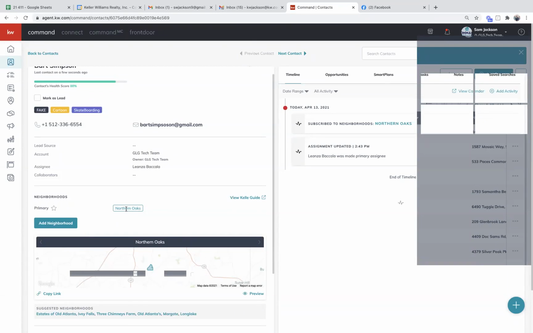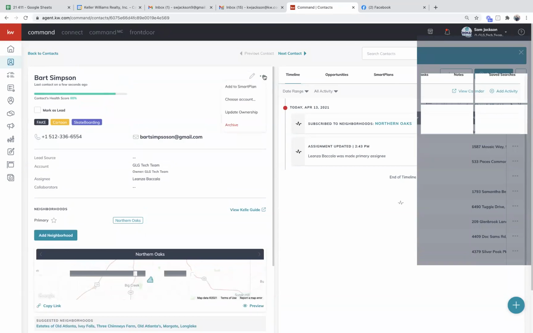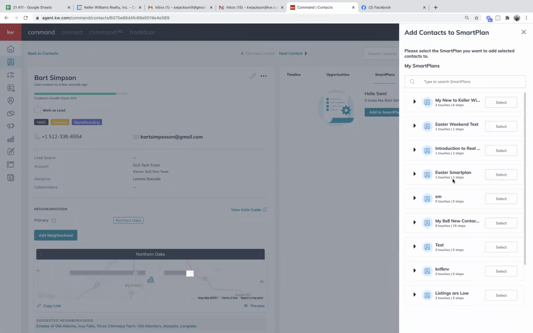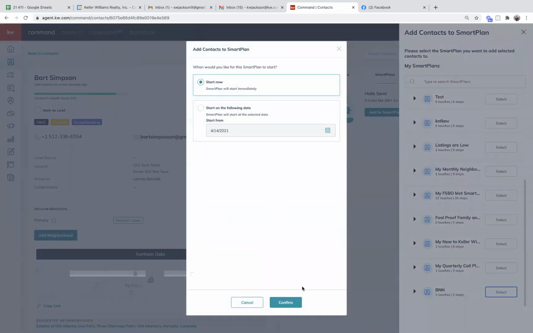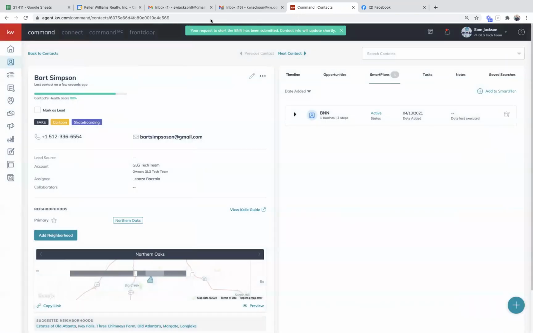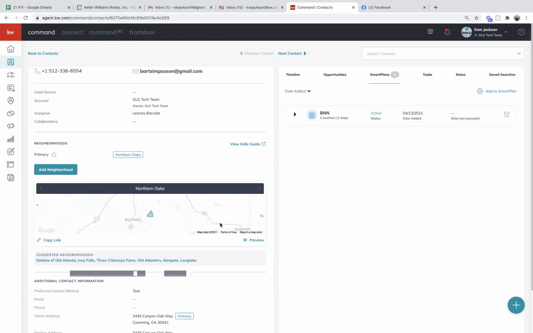And now with that information, I am able to send this person a smart plan, those 26 biweekly emails that we need to send. I could quickly add this person to a smart plan. I may have done this already. Where's she at? My biweekly neighborhood nurture. I can hit select. And now this person will receive an email from me every 2 weeks that sends them information about the Northern Oaks community. Set yourself up on this. This is what it looks like, but send this to yourself.